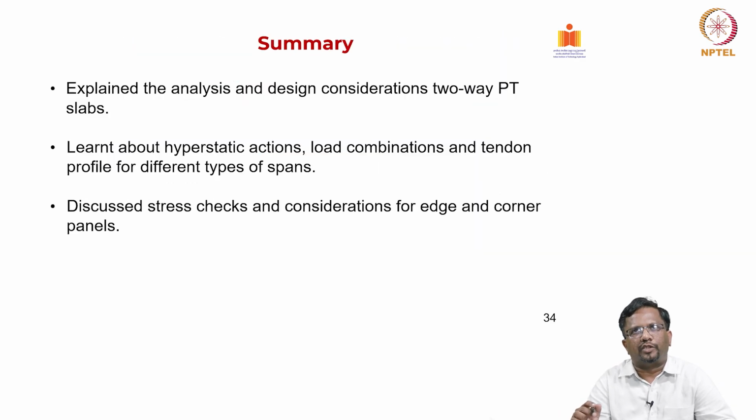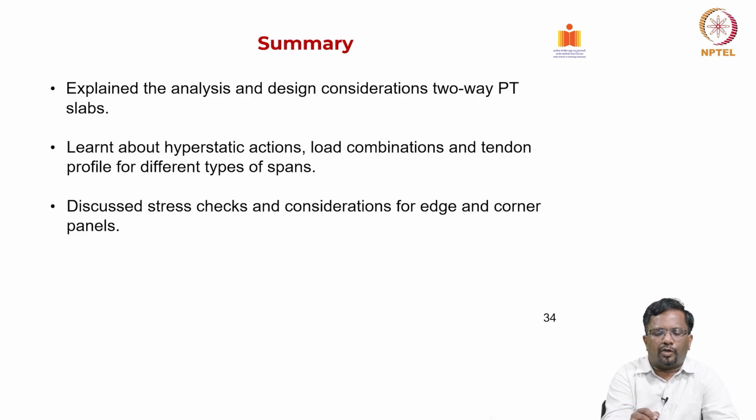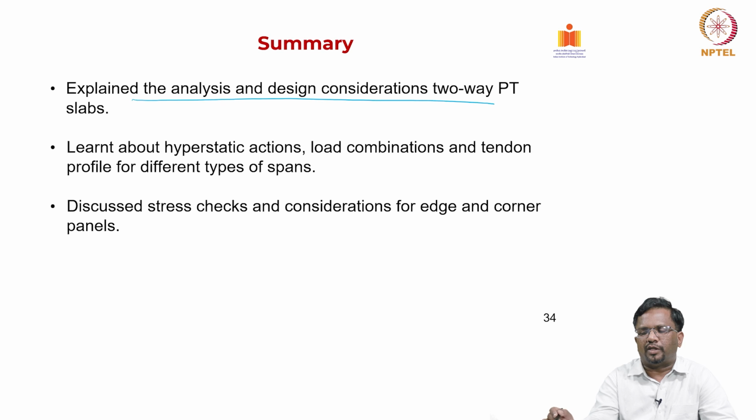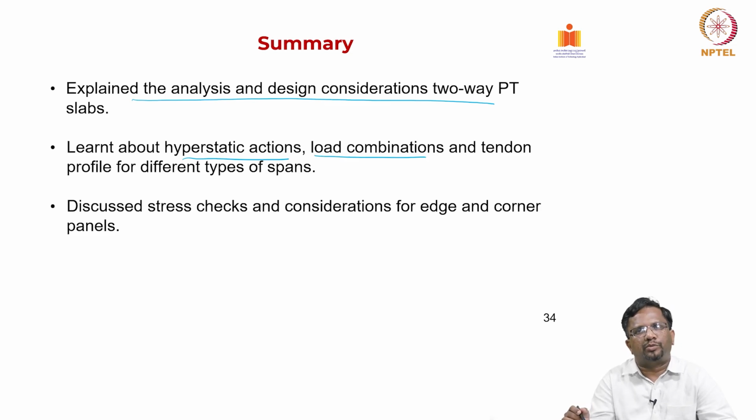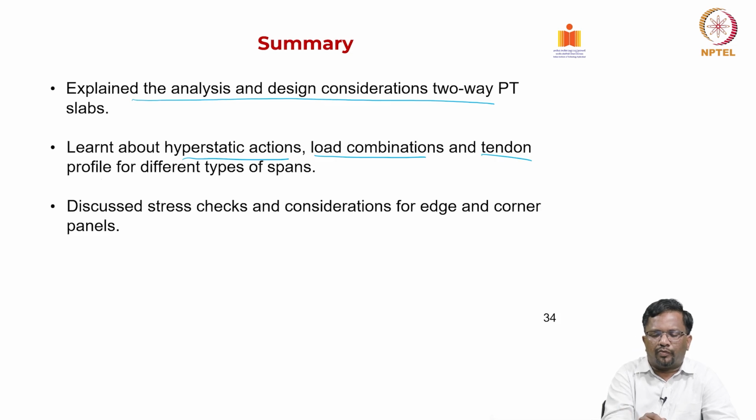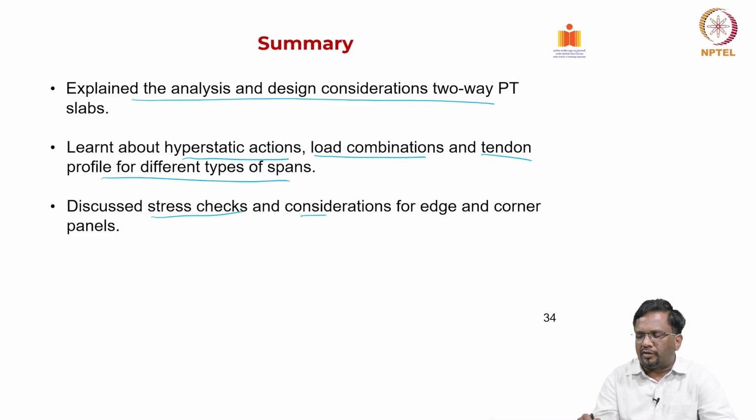So, now we can summarize the discussions that we had in this part. In this part of the module, we explained the analysis and design considerations for the two-way PT slabs. We learnt about hyperstatic actions and the different load combinations that we need to use both in the service stage and ultimate stage, and what the different types of tendon profile are that we need to consider. And we also discussed the stress checks and considerations for the edge and corner panels. So, with that we are completing part 2.